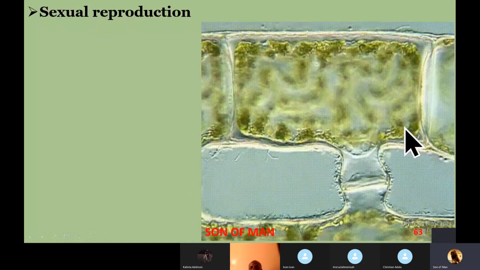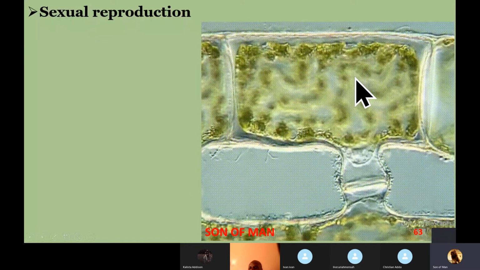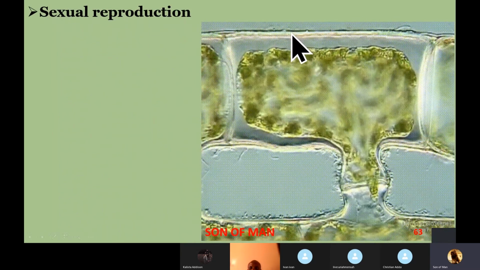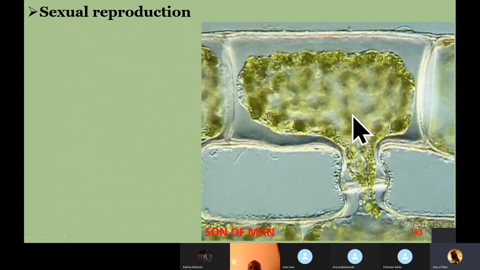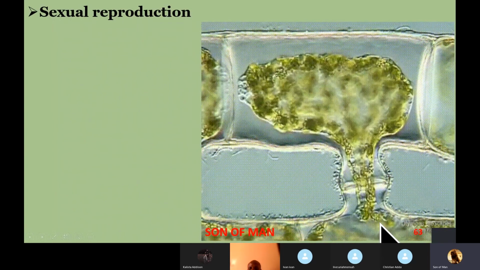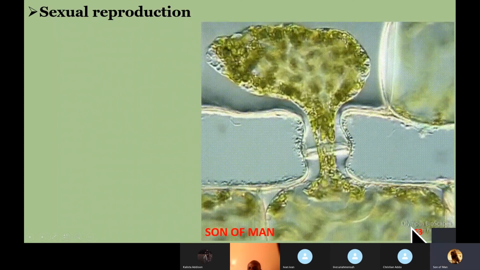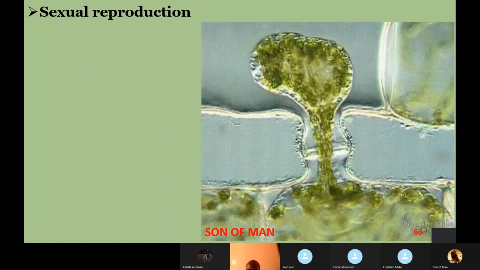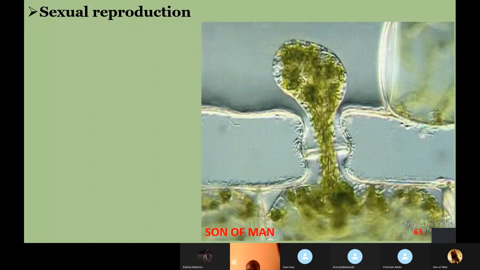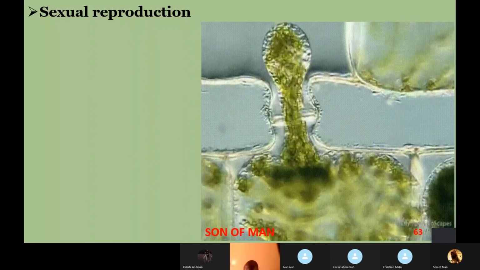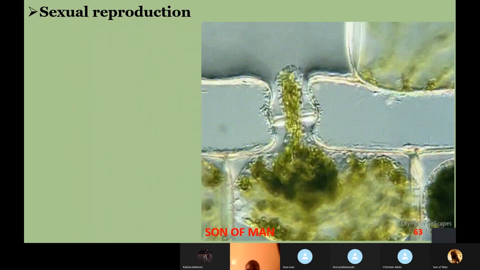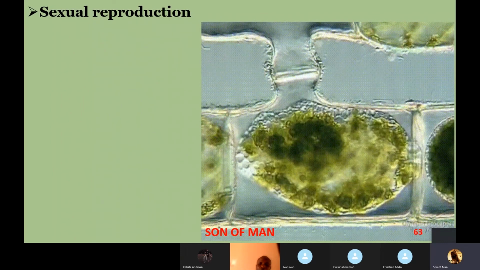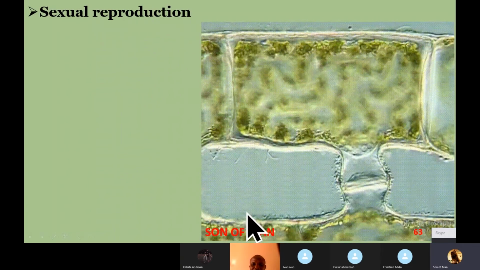Now, this is conjugation occurring in real life. So this is an actual video footage of a Spirogyra cell having its content moving through the tube into the adjacent cell. So this is what actually occurs in real life.